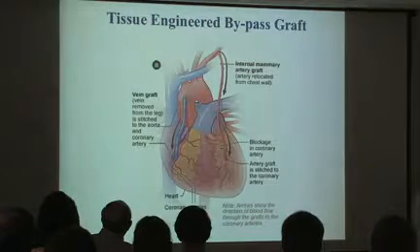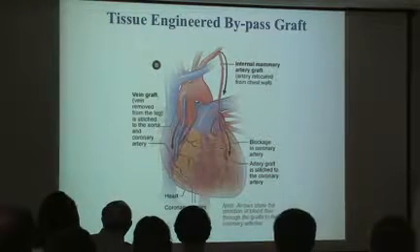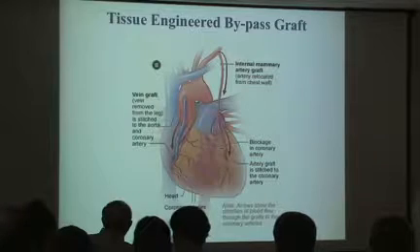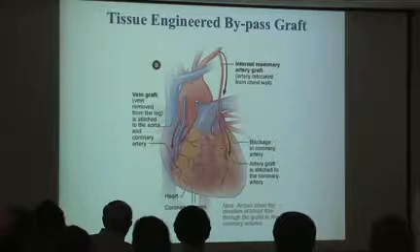Okay, so let me shift gears. We talked a little bit now about coronary artery biomechanics and why that's important.